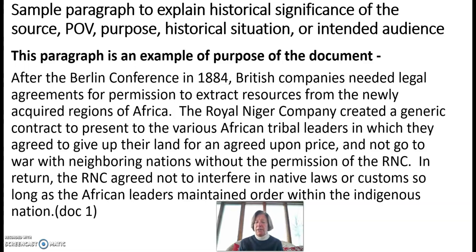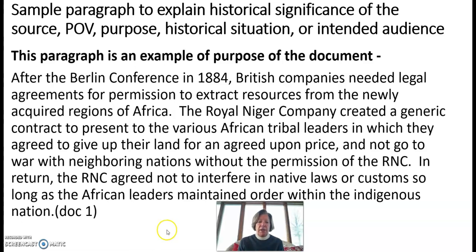After the Berlin Conference in 1884, British companies needed legal agreements for permission to extract resources from the newly acquired regions of Africa. The Royal Niger Company created a generic contract to present to the various African tribal leaders in which they agreed to give up their land for an agreed upon price and not go to war with neighboring nations without the permission of the Royal Niger Company. In return, the Royal Niger Company agreed not to interfere in native laws or customs so long as the African leaders maintained order within the indigenous nation.